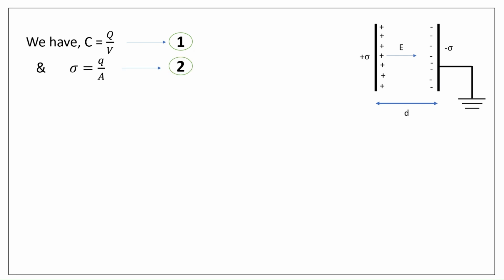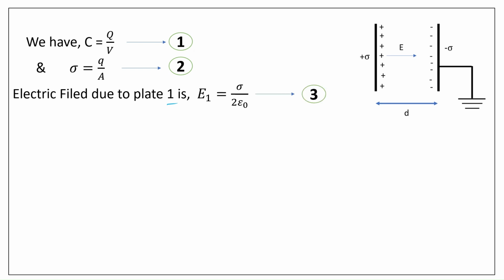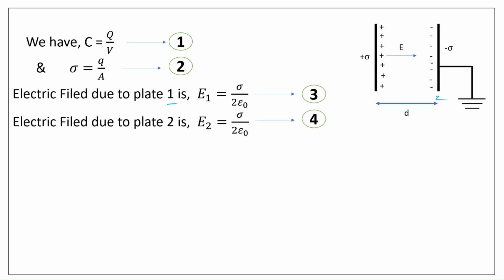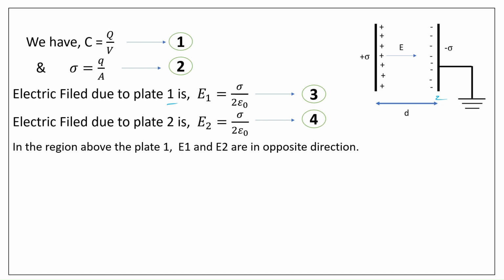Electric field due to plate 1 is E1 is equal to sigma by 2 epsilon naught, mark as equation 3. Electric field due to plate 2 is E2 is equal to sigma by 2 epsilon naught, mark as equation 4. In the region above plate 1, E1 and E2 are in opposite directions.